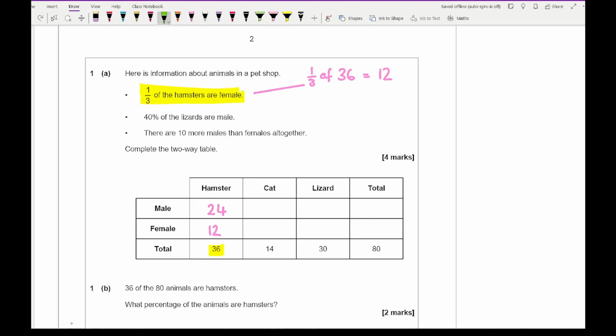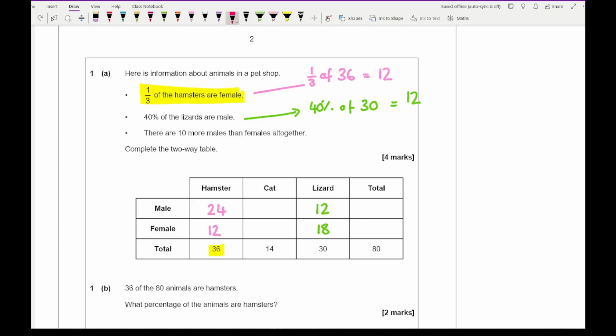For the next one, it says that 40% of the lizards are male. So I want to work out 40% of, and the number of lizards is 30. If 10% is 3, then 40% is going to be 12. And so if the number of male lizards is 12, and the total number is 30, that means there must be 18 female lizards.